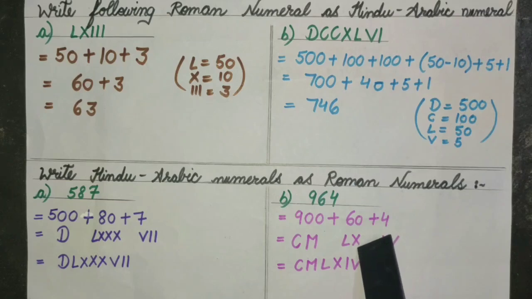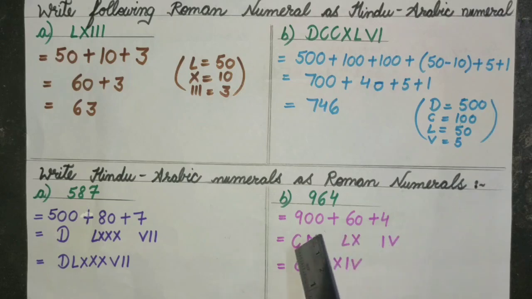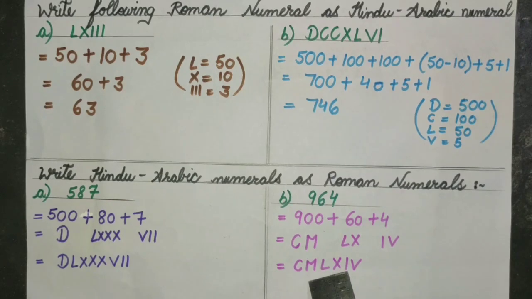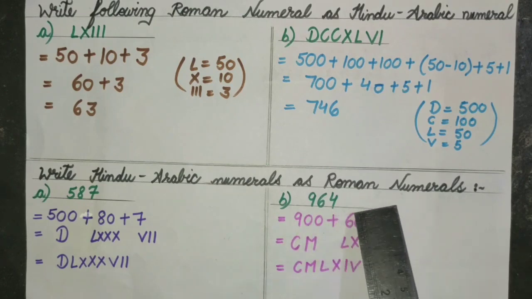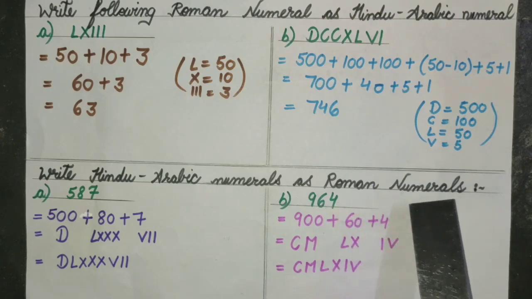according to the rule, and 4 is written as IV. I is used before V. It means I means 1, V means 5. 1 is subtracted from 5, it means 4. Right? So how to write all letters collectively? C M L X I V. Hence, 964 is written as CMLXIV according to the Roman numerals.